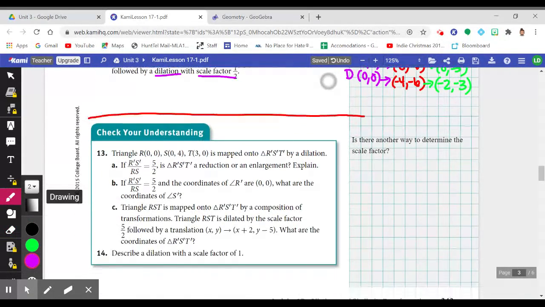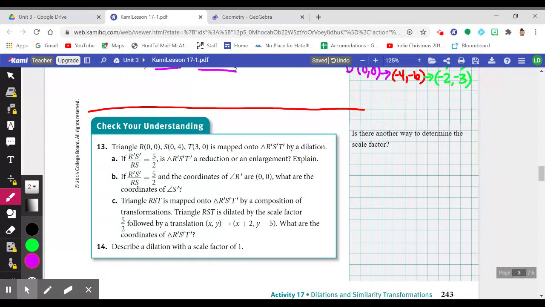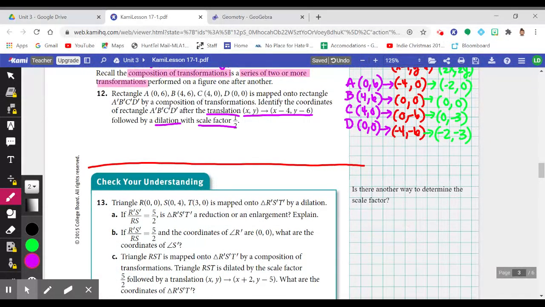Now, before we go any further, I really want to pose this question. You can look at this, check your understanding. It's a really strong one, great practice. But I want to ask, is there another way to determine the scale factor? Maybe you had some issues here or on the previous problems identifying the scale factor between a pre-image and an image. So is there another way to determine the scale factor?